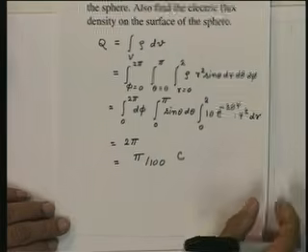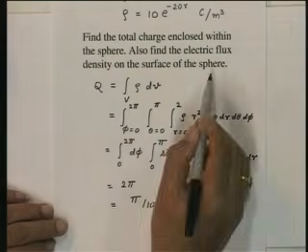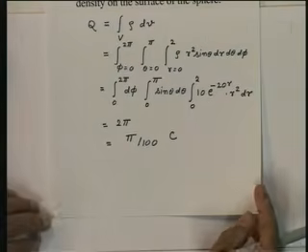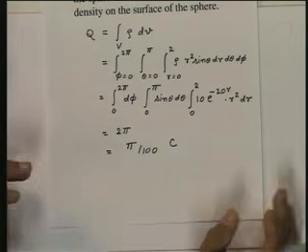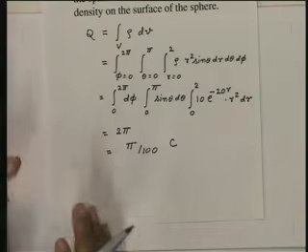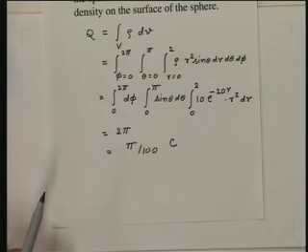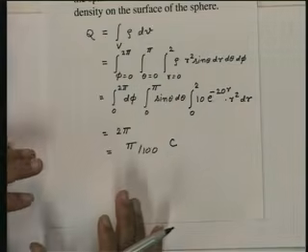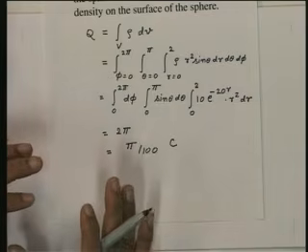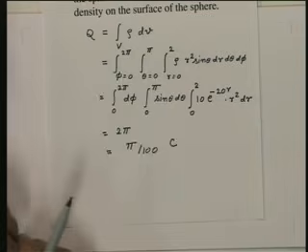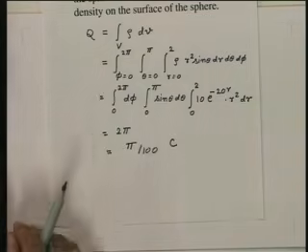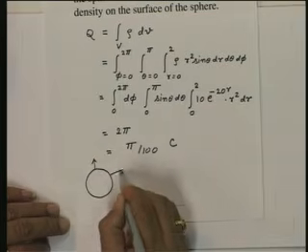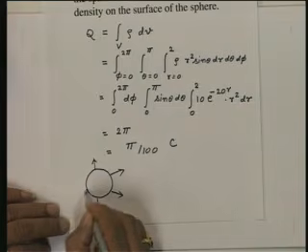Now, to find out the electric flux density on the surface of the sphere, essentially we can make use of the Gauss law, which states that the total electric displacement from a closed surface is equal to the total charge enclosed by that surface. Now, in this case, since the surface is a spherical surface and since the charge is distributed in a spherically symmetric manner, the electric displacement will be uniformly distributed on the surface of the sphere. If I consider the sphere like that, the electric displacement will be uniform all across the sphere.